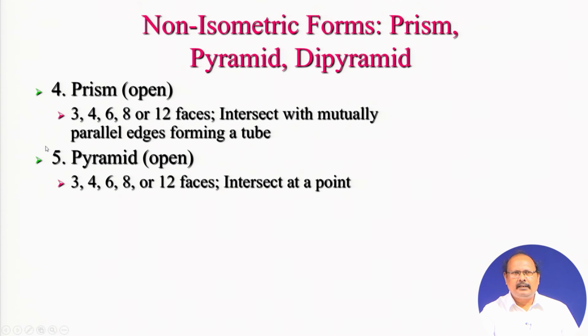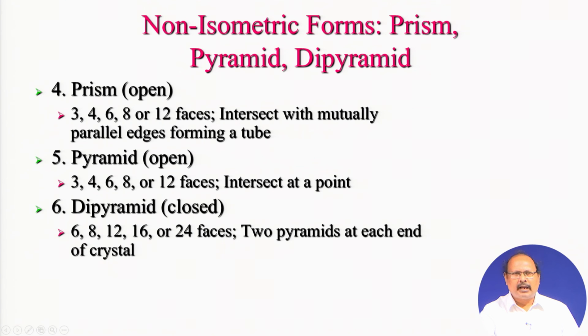Now, let us study the third type of form, we call it the prism form, and this is an open form. So, what are prism forms? They are a collection of 3, 4, 6, 8 or 12 faces. They are mutually parallel to each other and the faces intersect along a line which is parallel to the vertical crystallographic axis. What is a pyramid? This is a collection of 3, 4, 6, 8 or 12 faces. They intersect at a point.